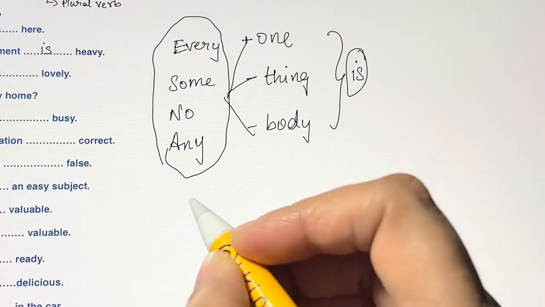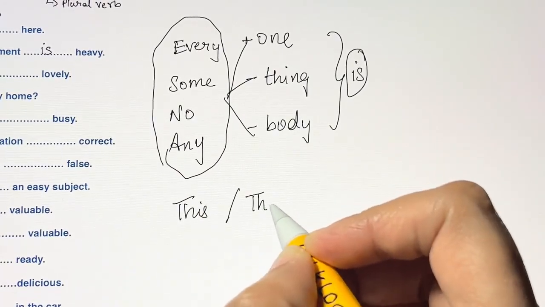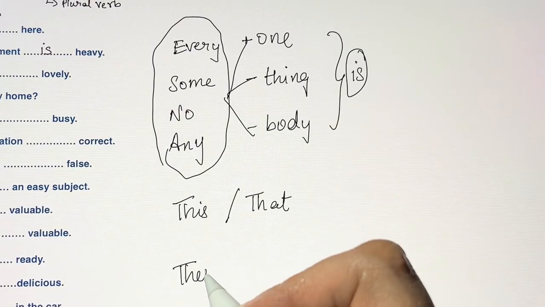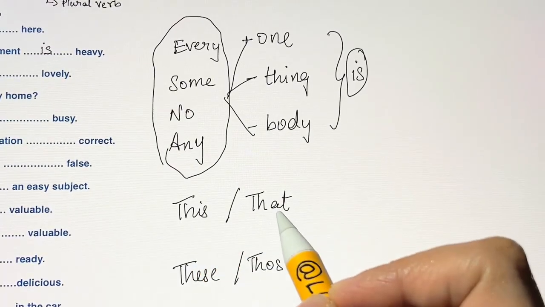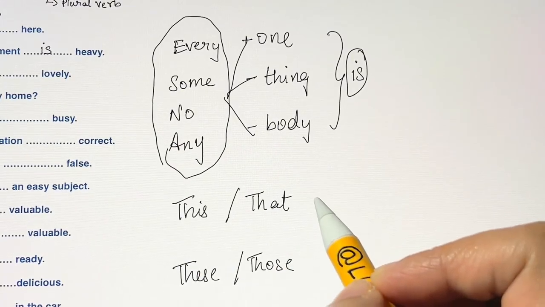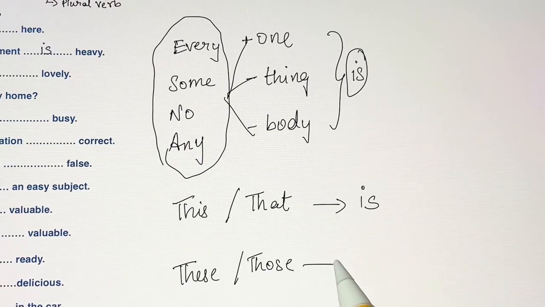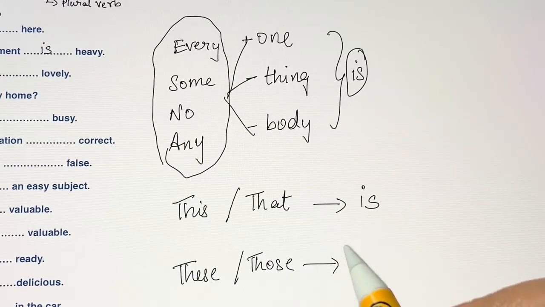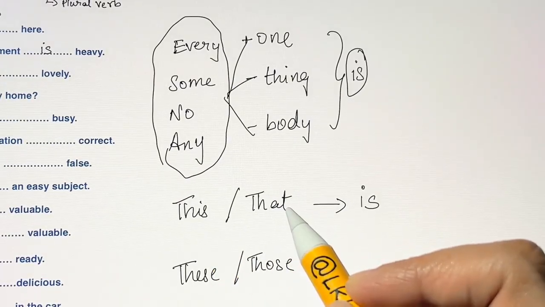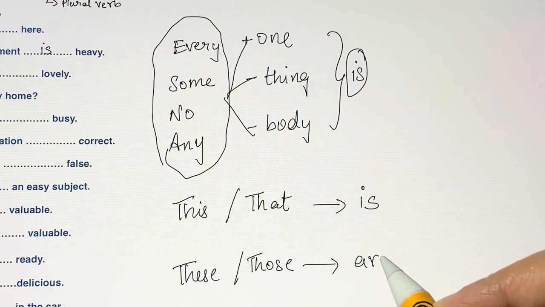So listen guys, whenever you have this or that, these or those, this or that is a singular subject which takes the singular verb is. These or those are plural subjects. That means you're talking about more than one. Here you're only talking about one quantity. Here more than one. So we use plural verb, that is are.